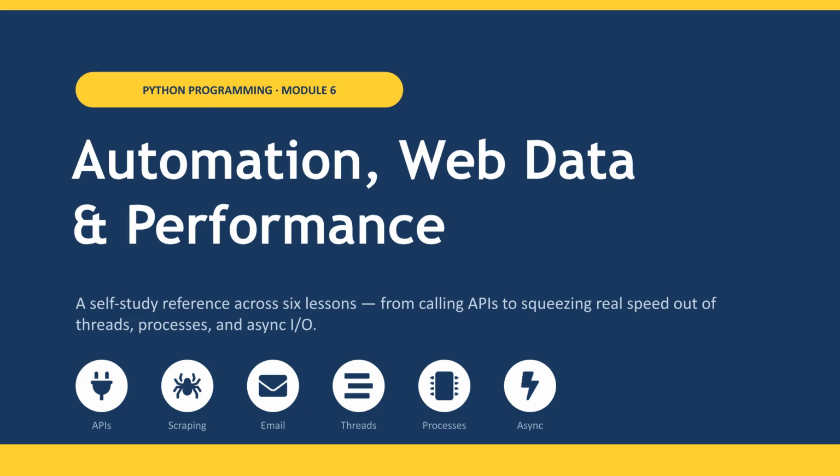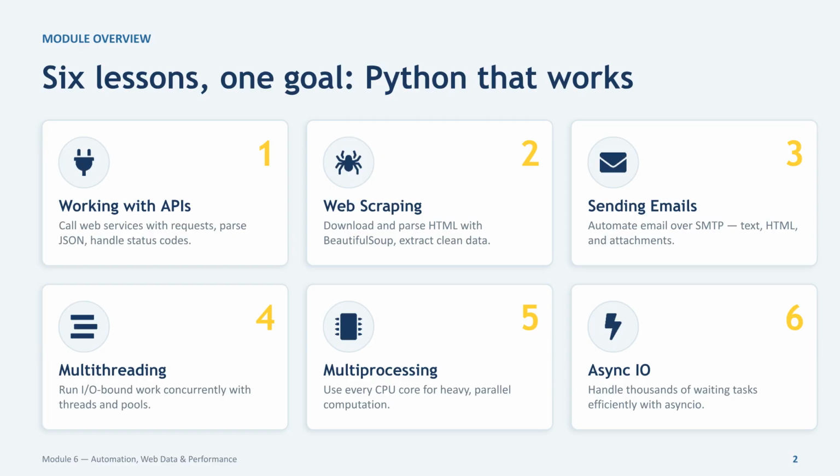Welcome to Module 6, Automation, Web Data, and Performance. In these 6 lessons, we will bridge the gap between running Python code on your local machine and interacting with real-world services and data. We will cover APIs, web scraping, email automation, and performance optimization using threads, processes, and asynchronous programming. Here is our roadmap.